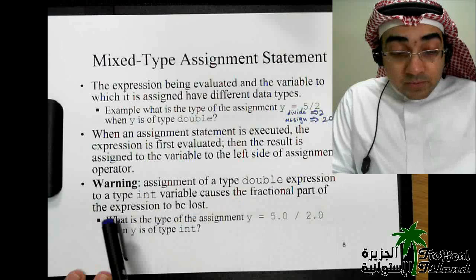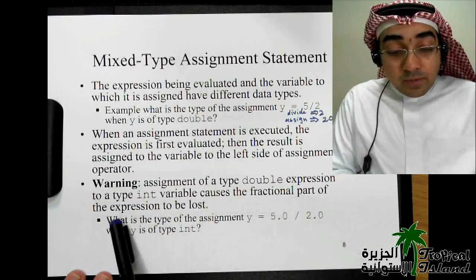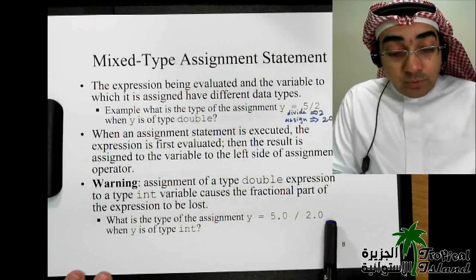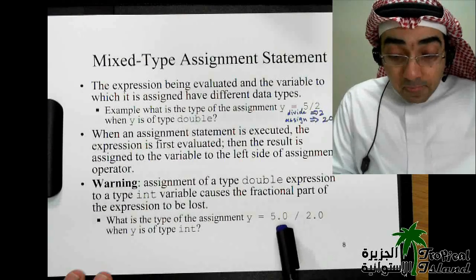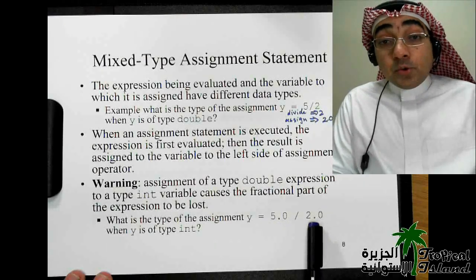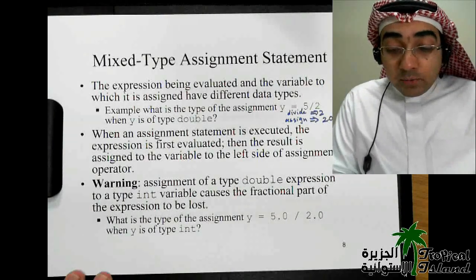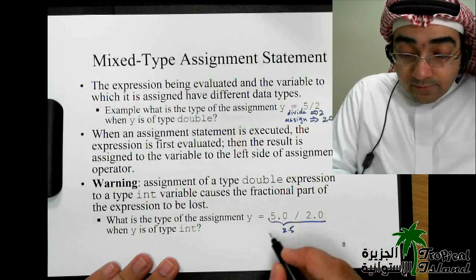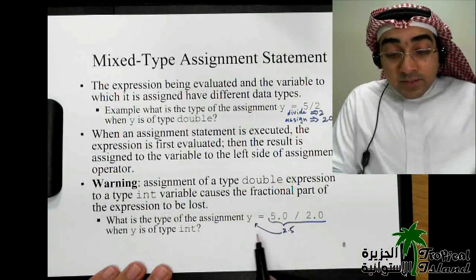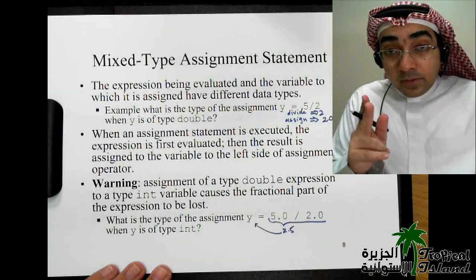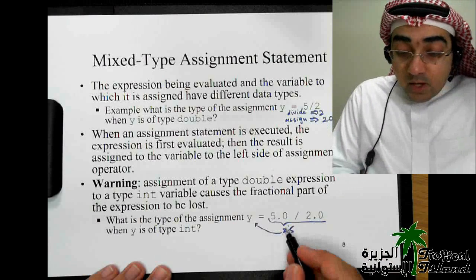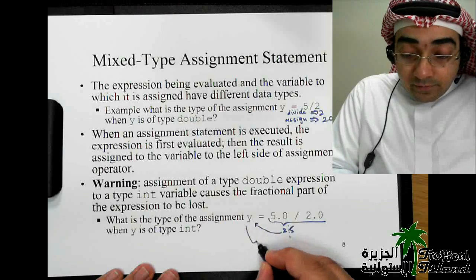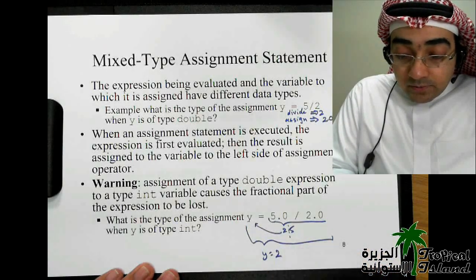So, warning: the assignment of a double expression to an integer variable causes the fraction part of the expression to be lost. What if I had y as an integer and I had 5.0 divided by 2.0? That results in 2.5. Now I have to take this and assign it to y, but y is an integer. So what do I have to bring? Bring your scissors and cut it from here. You get a 2, and you assign the 2 to the variable y. So the output is y is equal to 2.